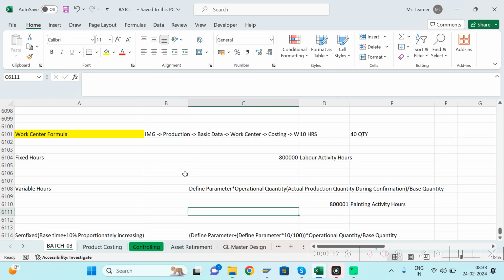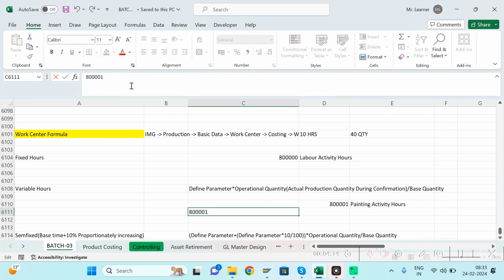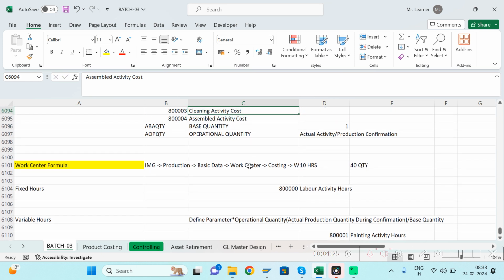So the system will first take the defined parameter, that is your 8001. This value it will read from here. Let's say assume this is my painting. Here it will read this one. So this is the one multiplied by how many quantity I have actually produced, that is known as operational quantity. The operational quantity it will read during the confirmation time, activity confirmation time.